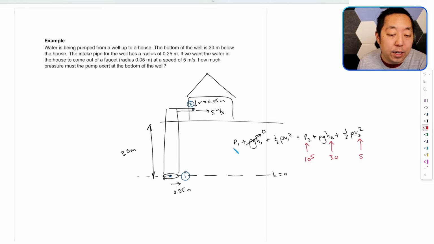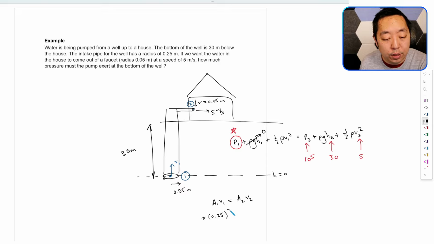Now, this is what I want to figure out, so I need to know this guy right here. I need to know how fast the water is going to go. And that's where we're going to use the continuity equation to find that, right? Because I know how much water is coming out. So we're going to use A1v1 is equal to A2v2. This is going to be pi times 0.25 squared times v1 is equal to A2, which is pi times 0.05 squared times v2, which is 5. So we can solve for v1 here.